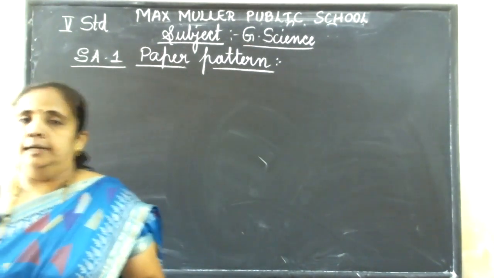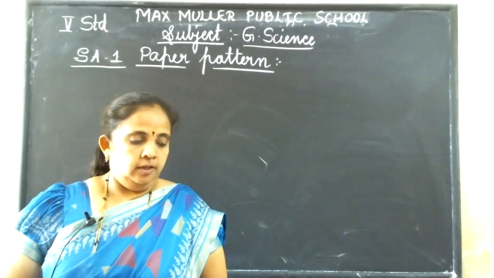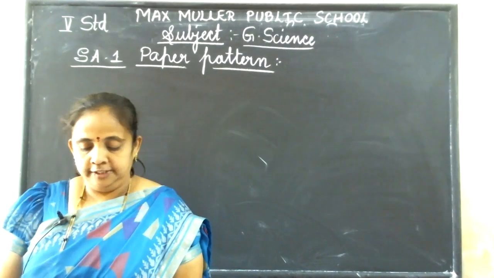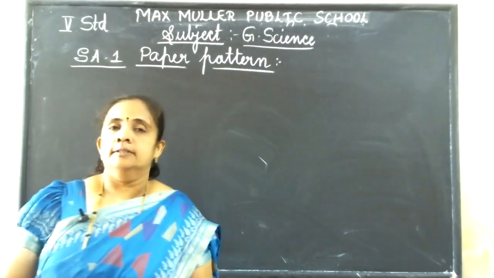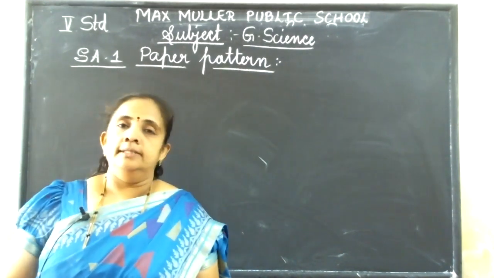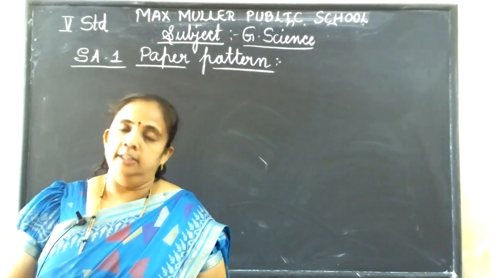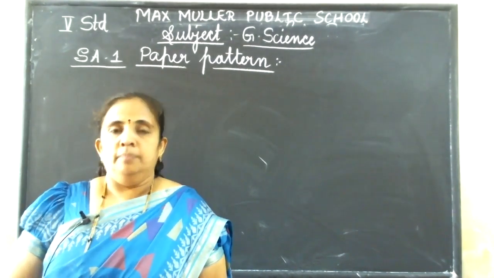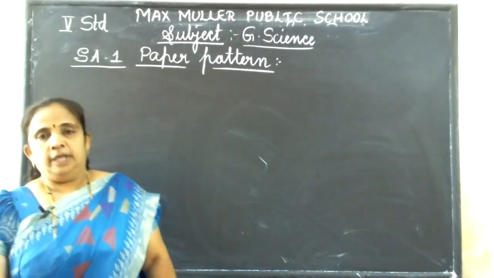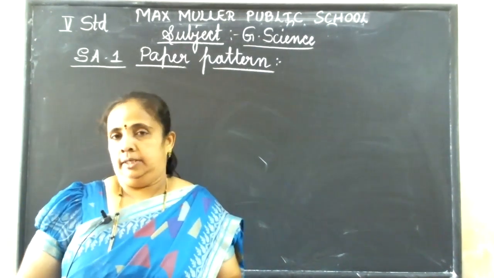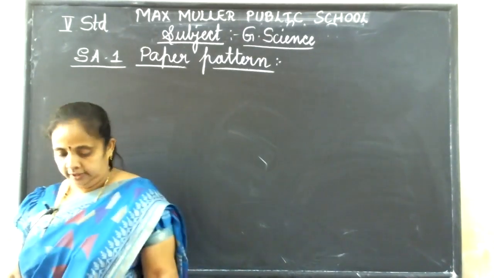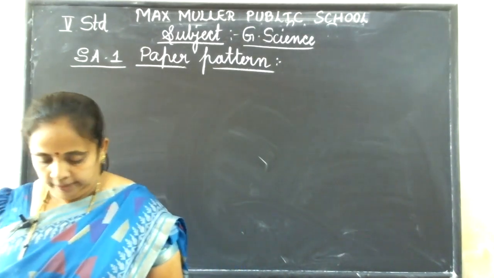Before going for the paper pattern, I would like to repeat the portions again. So it is the first lesson, growing plants. Second lesson, the world of microbes. Third, bones, muscles and movements. And fourth, the nervous system. 4 lessons from the classwork textbook you have to revise. And then worksheet part, July, August, September. 3 worksheets, 4 lessons from the classwork and the textbook. Got it, children? Okay, so we'll move to the paper pattern now.